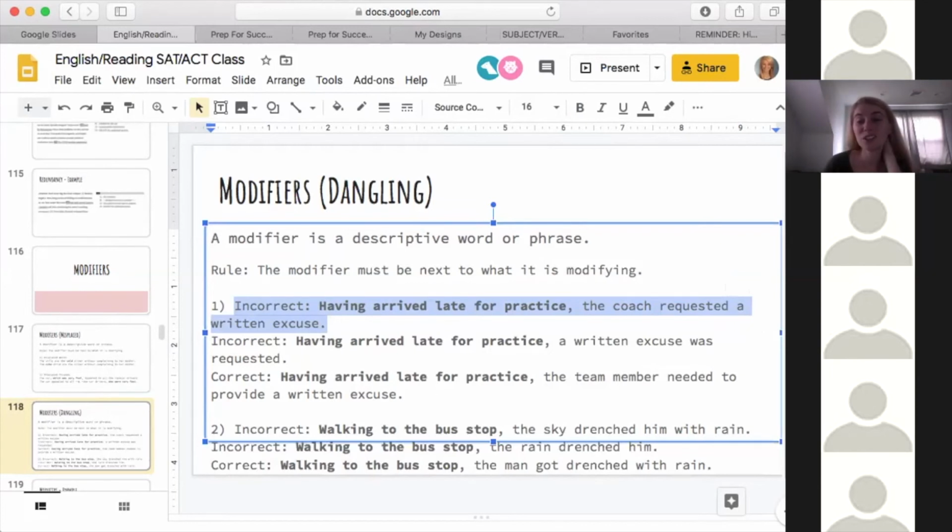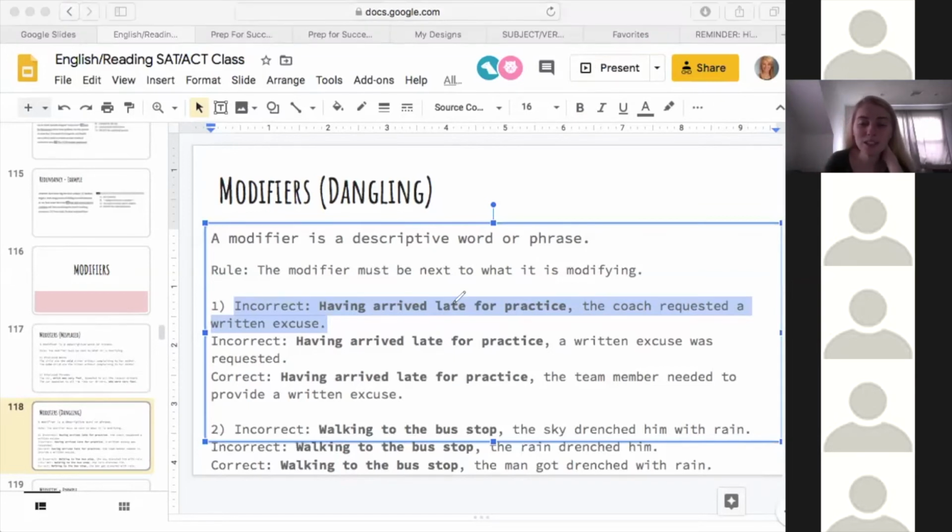Let's see. So it's incorrect, even though, awesome. So I'm getting more answers. We don't know who arrived late to practice. Someone said it's more of a cause and effect rather than modifying. It's not next to what's being affected. So yeah, kind of a combination of all that stuff.